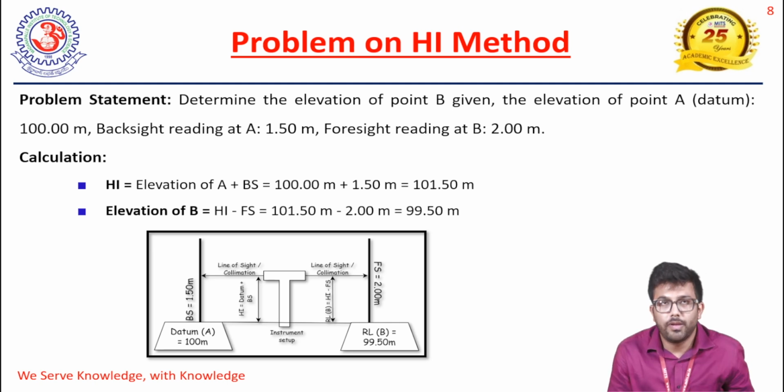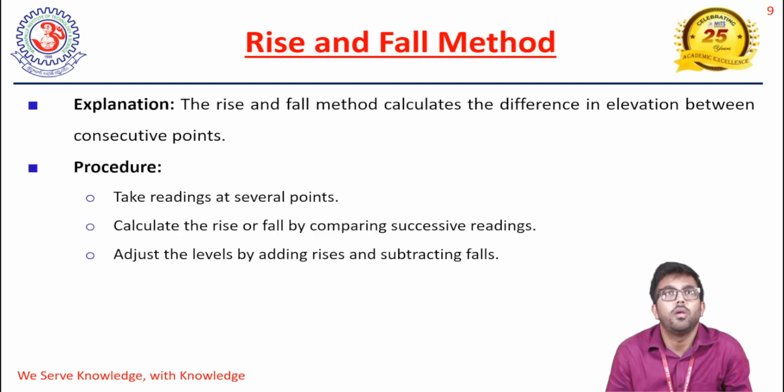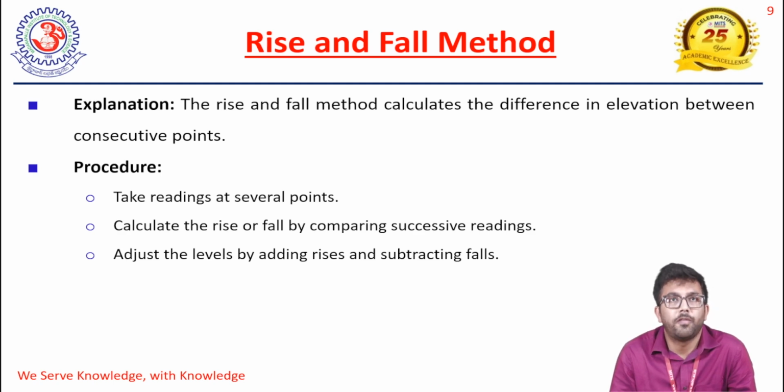Now let's go with the rise and fall method. The rise and fall method calculates the difference in elevation between consecutive points and helps us in determining the RL of a point. The procedure in this is, we don't take readings at one point. We take readings at several points, then we divide them into different sections, that is backside, intermediate side, foresight, and then we calculate continuous rise and fall by comparing the two levels.